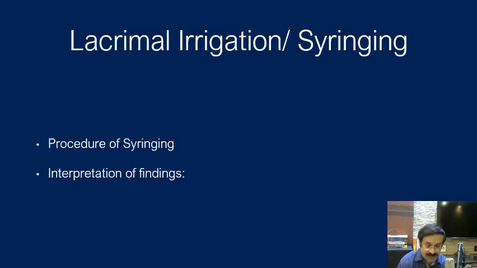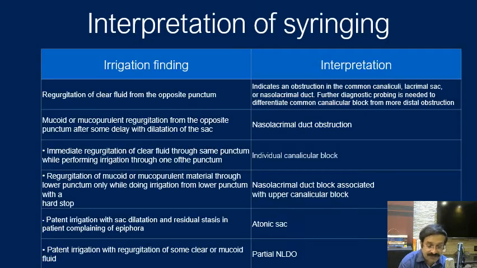This was what I was telling you. Now here again there is interpretation of syringing. After you do that, you can have a myriad of findings. According to the findings, I have tabulated the interpretation. Again, this slide is an important one and you'll be asked questions on that. Now, why do you do a syringing test? A syringing test is usually done to elicit whether there is an obstruction, and if there is an obstruction, the level at which the obstruction is there. So it will give a fairly accurate idea.